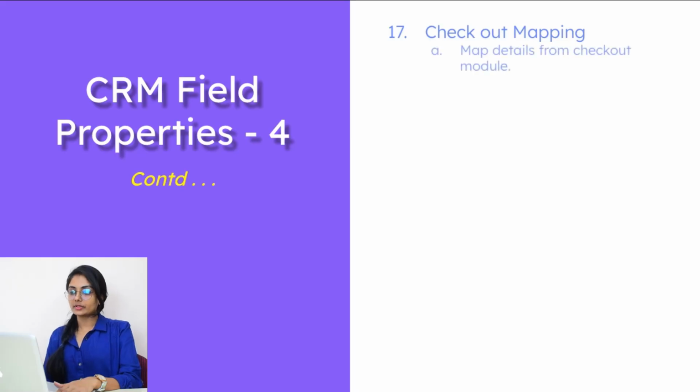The next property we have is checkout mapping. Checkout mapping is used when we perform check in or checkout activities on any module. Suppose I have enabled checkout mapping for the lead status field of the lead module. Whenever I am performing a check in or check out for any lead, when I check out, I will be able to change the status of my lead from the same checkout form.